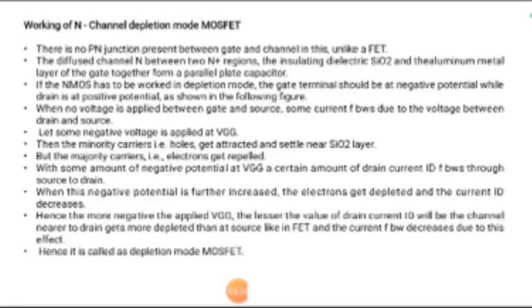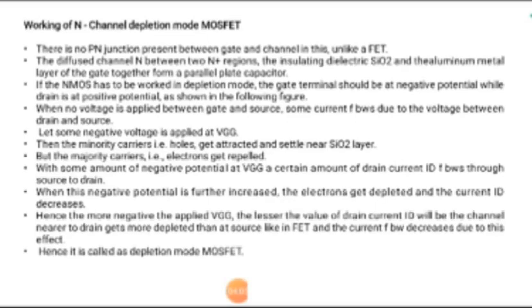In the case of the depletion mode, there will not be any PN junction layers between the gate and the channel, and there will be a silicon layer and an aluminum layer placed in between, like a parallel plate capacitor. They work as a depletion mode, and the gate terminal acts as a negative potential and the drain acts as a positive potential. When we do not apply any voltage between the gate and the source, some current flows due to the voltage between the drain and the source.